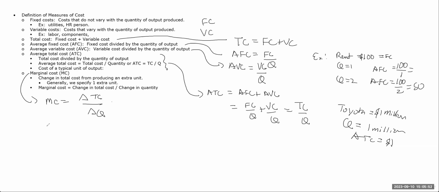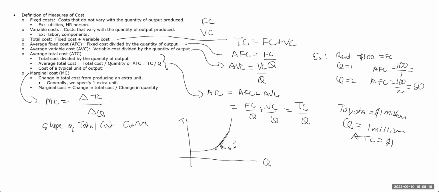Okay. The marginal cost, by the way, is the slope of the total cost curve. Remember our total cost curve? It was Q and total cost, and it would look like this, the one without the startup cost. So here, the slope at any one point is equal to rise over run, and this is change in total cost divided by change in quantity, and this again is the marginal cost.